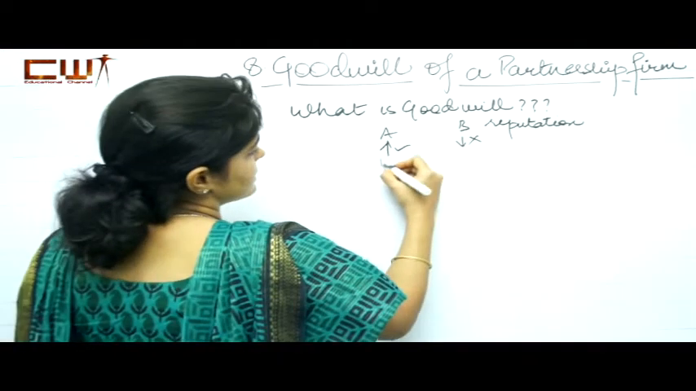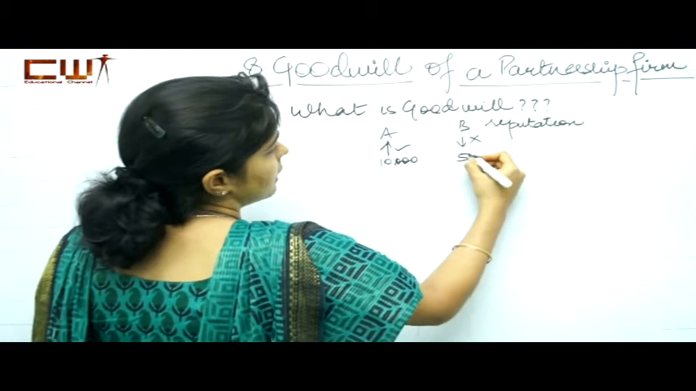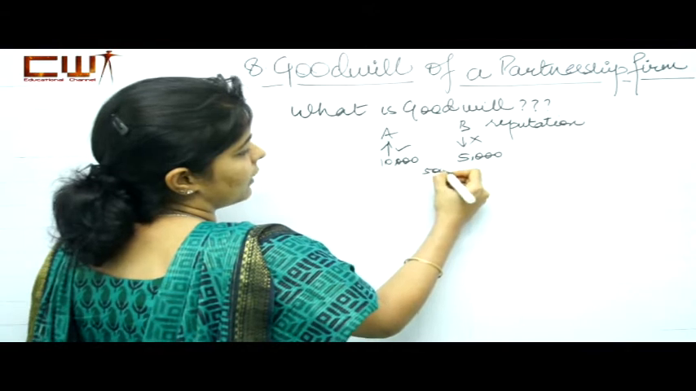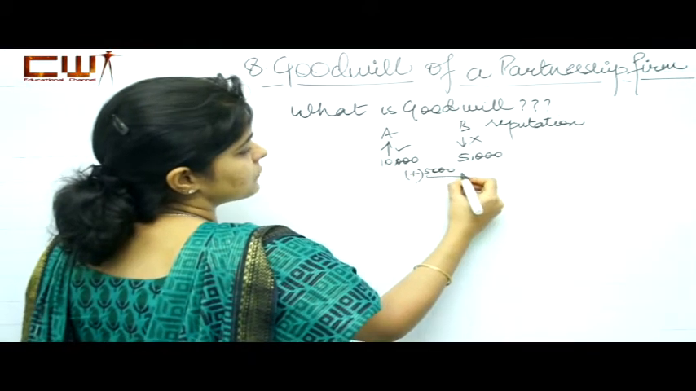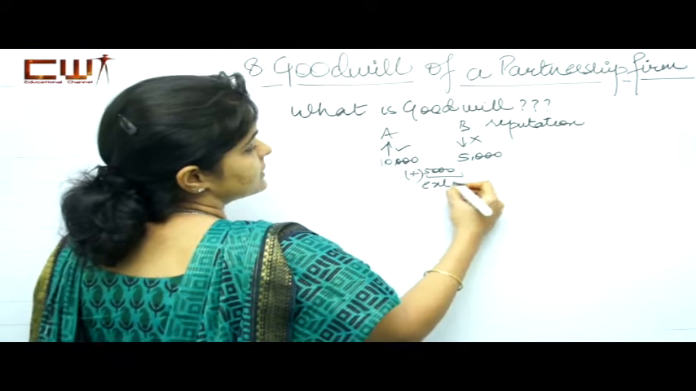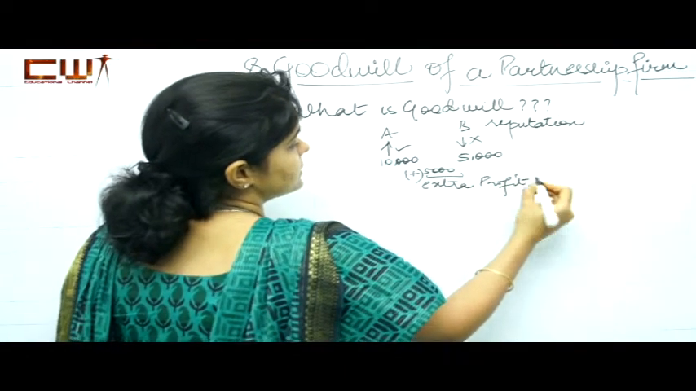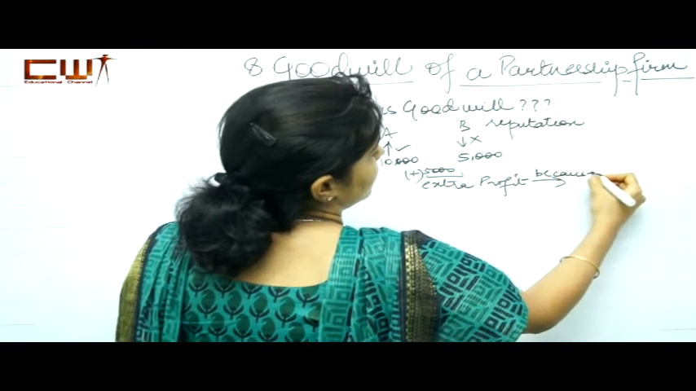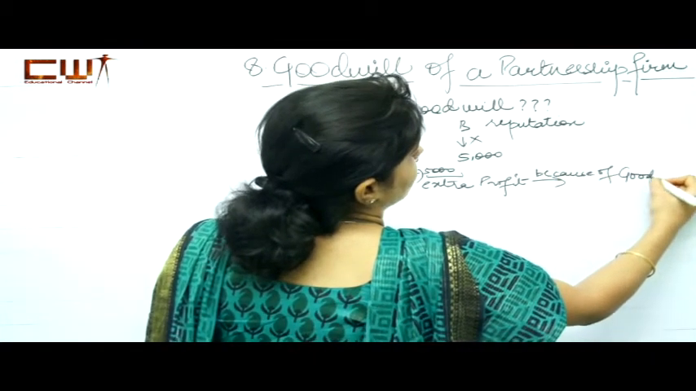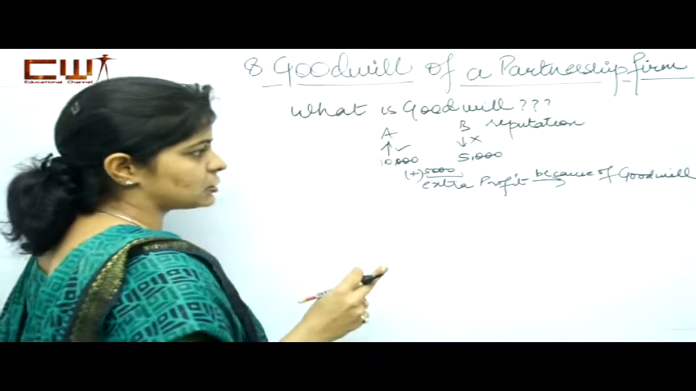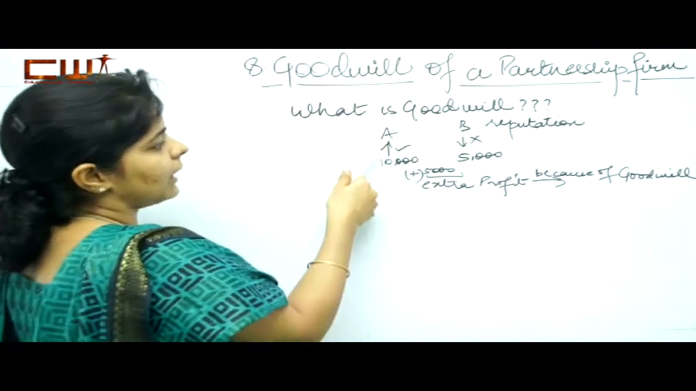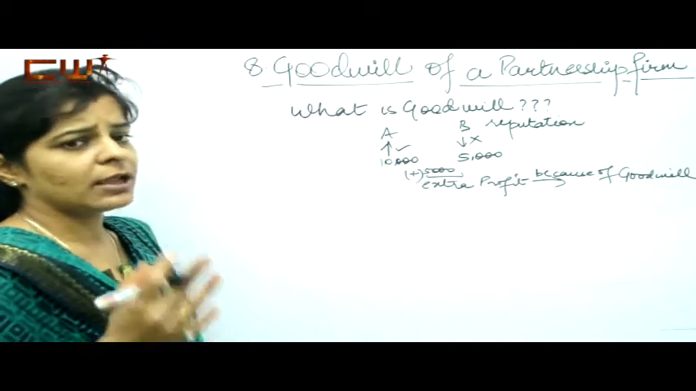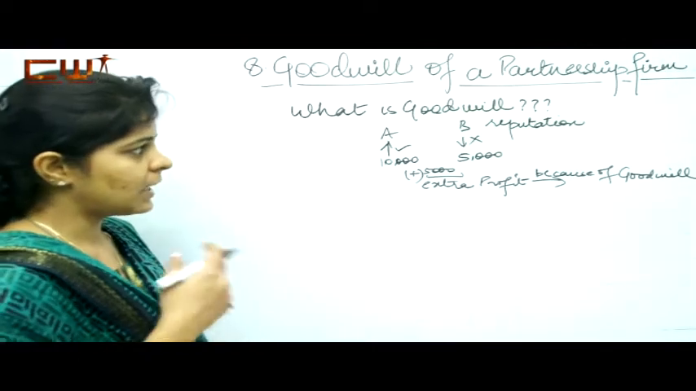profits than this firm. Suppose this firm is earning 10,000, this firm is earning 5,000. So how much extra is this firm earning? 5,000, right? So this 5,000 is the extra profit. This extra profit is because of goodwill, or the better reputation that A enjoys than B. So that is known as goodwill. A good reputation one firm enjoys over the other firm is the goodwill.